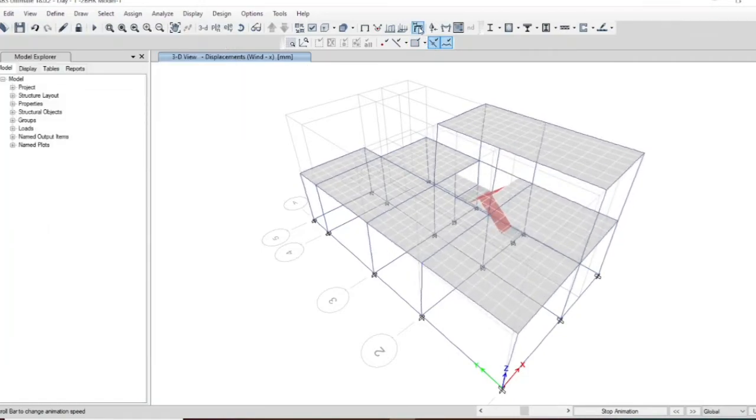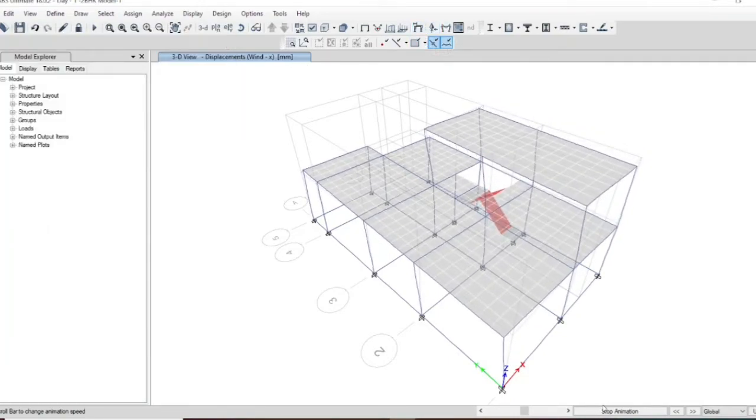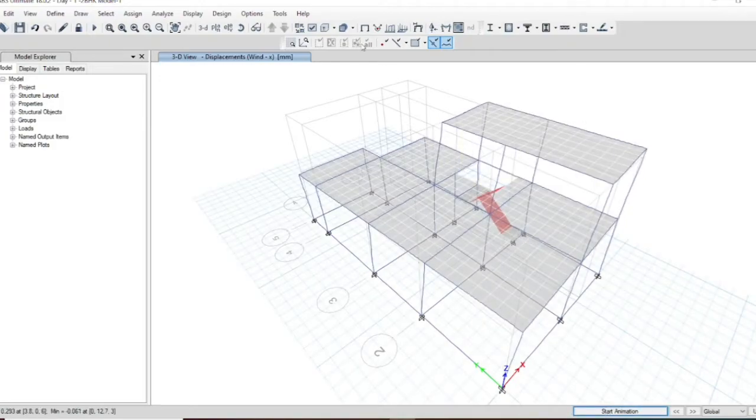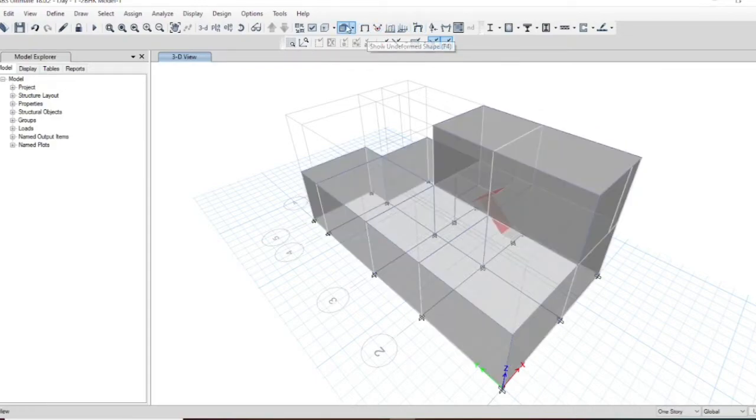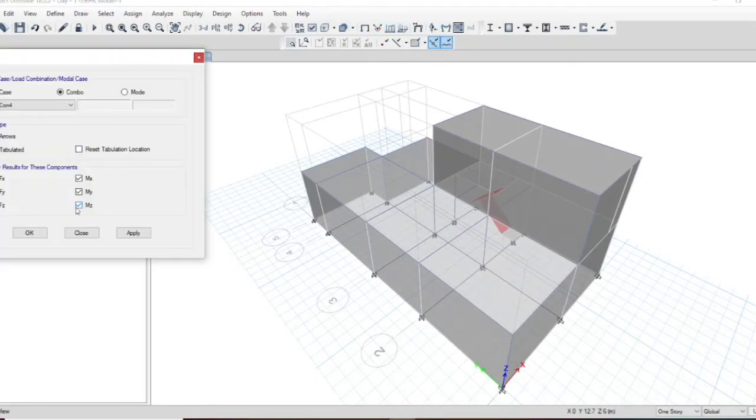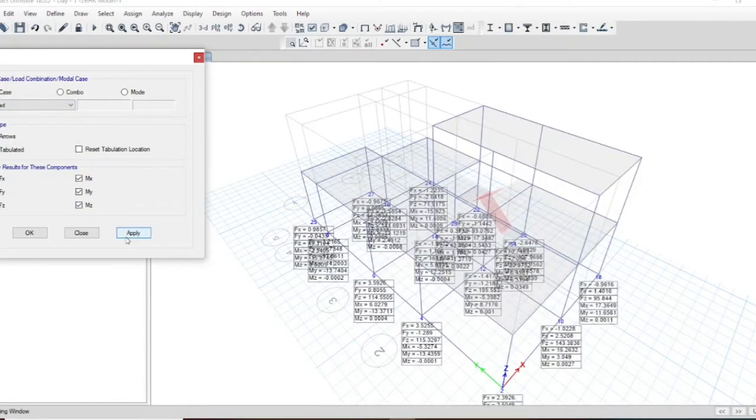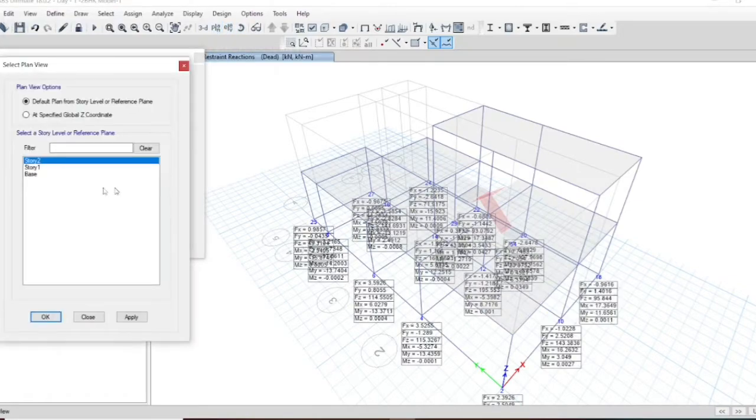Now let us check the reactions. To stop the animation, let us look into the undeformed shape. Let us find the reactions now. You know that for dead load we have reactions, and let us look into the plan, base, apply.